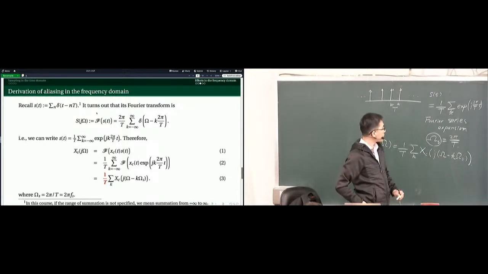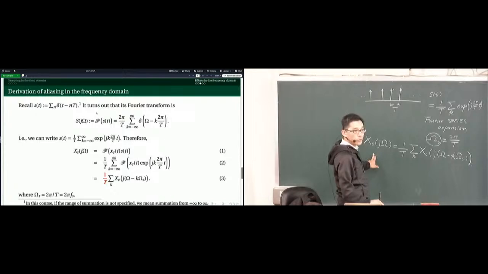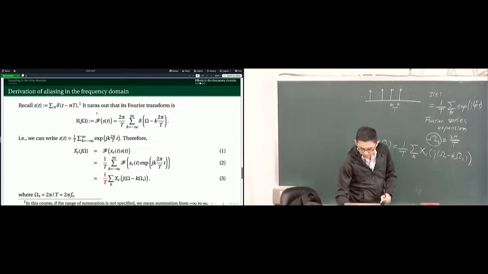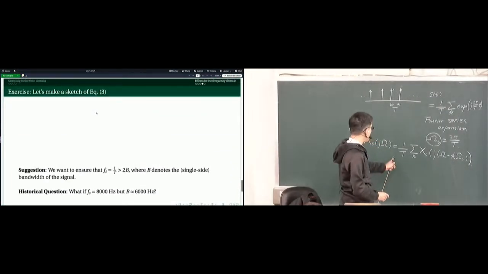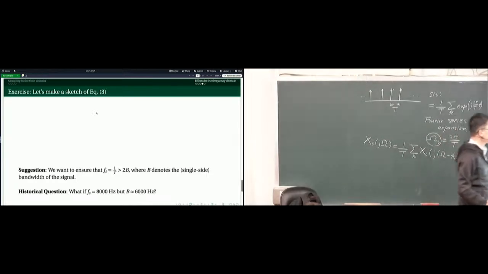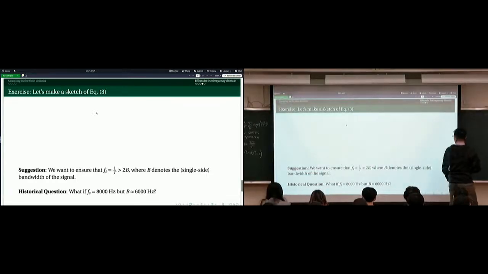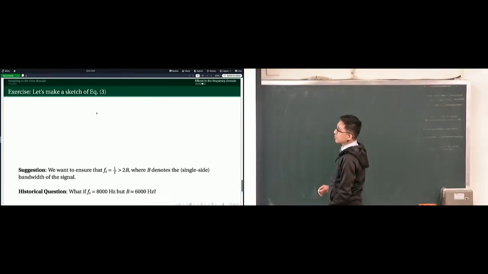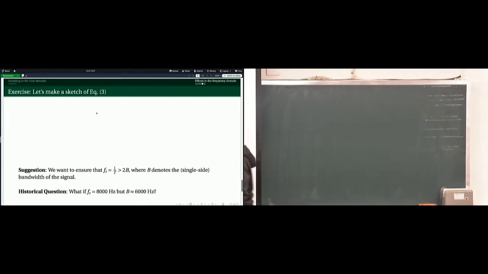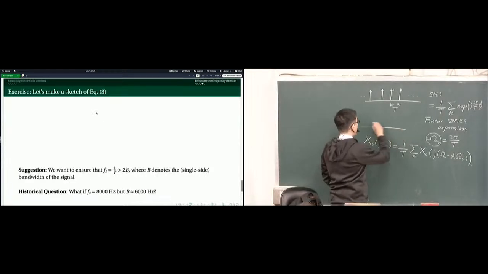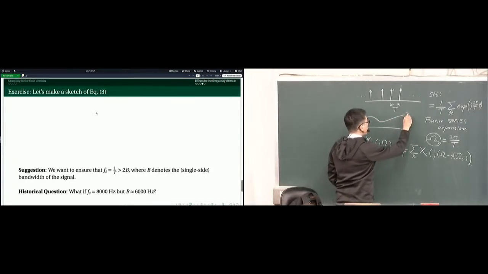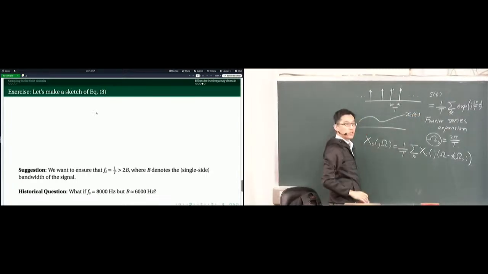Today, let's look at what's going on in the frequency domain by sketching. Let's make a sketch of this, equation 3. Before I do that, let's also draw a sketch of the signal of our interest, which is denoted x c, where c stands for continuous.